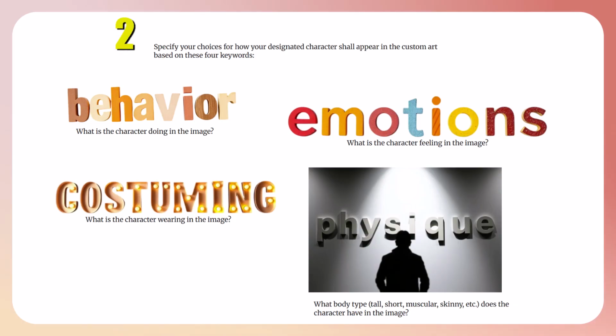And now we're back to the final of the 4 keywords. We covered emotions, costuming, behavior, and now we're going to cover physique. What body type, tall, short, muscular, skinny, etc., does the character have in the image that you want me to create for you? Those are only some of the choices, but I do want you to tell me what body type, given an ordinary description, the character has in the image.